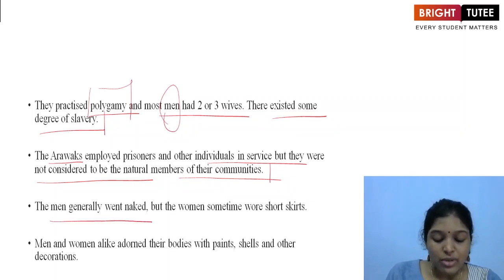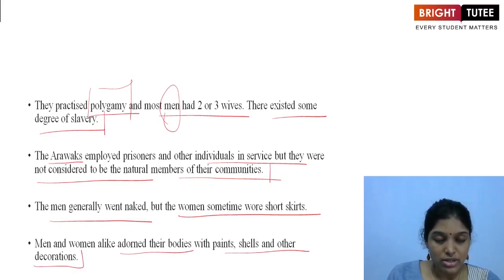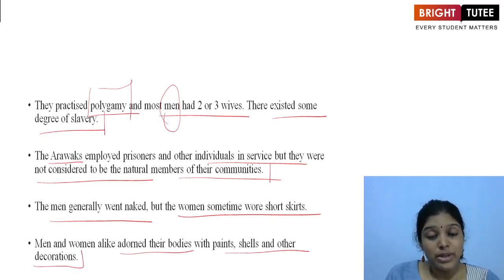And the men generally went naked, but women sometimes wore short skirts. So their dressing style was that men mostly went naked without much adornment, and women sometimes wore short skirts. And men and women alike adorned their bodies with paints, shells, and other decorations. So although they had minimal clothing, they beautified their bodies with paints, shells, and other decorations.